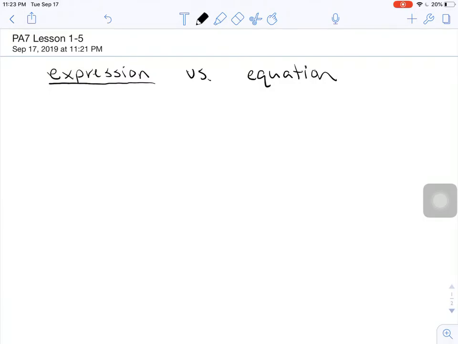Expressions do not contain equal signs. As soon as you put an equal sign into the statement, then it becomes an equation. So an equation will always contain an equal sign.